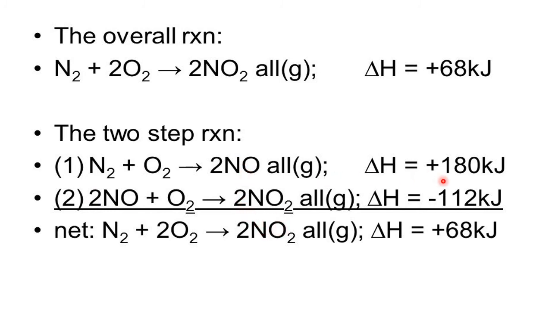If you add these, what is the difference? The difference is plus 68 kilojoules. Whether you go directly or indirectly, the answer is the same. That is called Hess's law of heat summation. Whether it is a two-step or three-step process, however many steps you carry out, you have to add the sum. That is the answer. That is known as Hess's law.